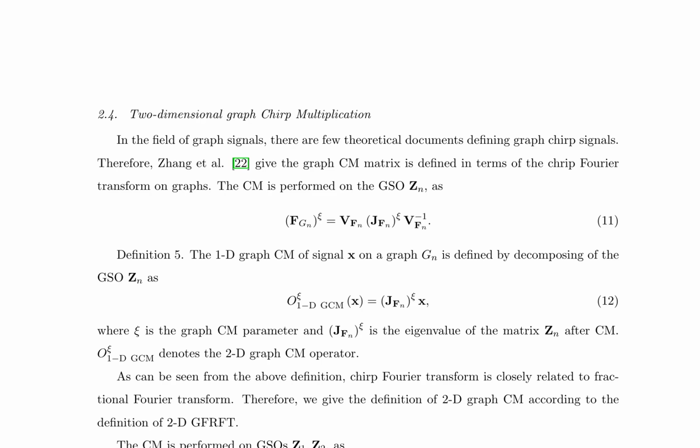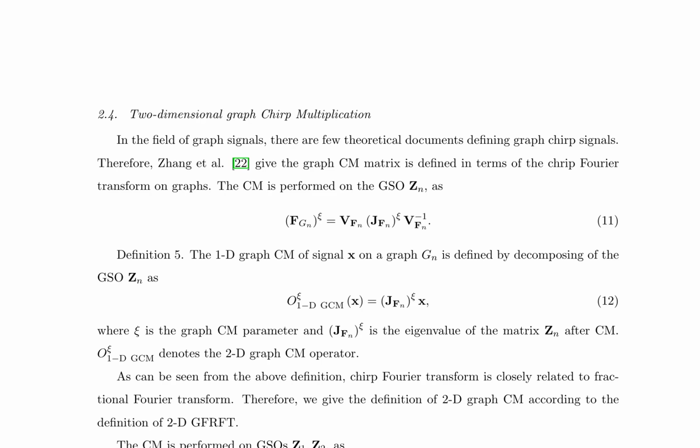The 2D graph chirp multiplication is defined by decomposing the graph shift operators Z1, Z2 as O^ξ_2DGCM x = (J_F2 ⊗ J_F1)^ξ x, where ξ is the graph chirp multiplication parameter. The 2D graph chirp multiplication operator is denoted as O^ξ_2DGCM.